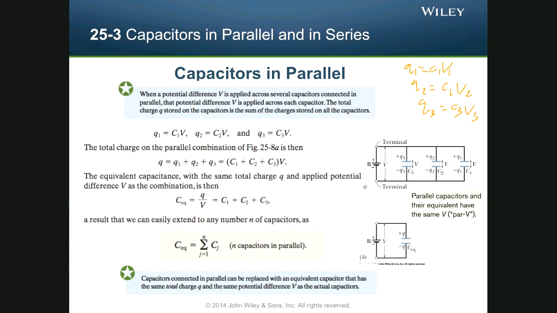Now, remember what I said. The potential difference is the same across each of these terminals. So we actually don't need a 1, 2, and 3. We can delete these, and you'll notice that that's what we have right here.